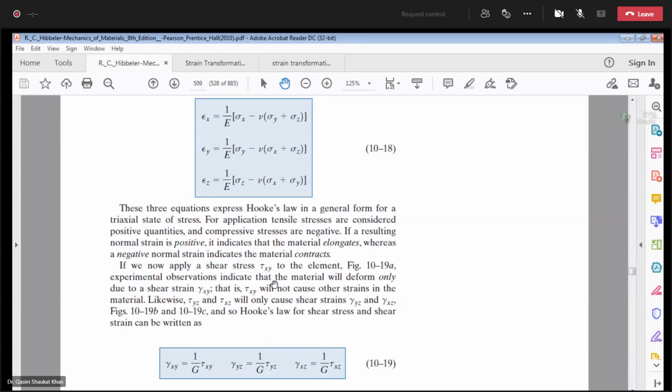Now comes the shear stresses. In the triaxial stress state we have said that we have 3 normal stresses and 3 shear stresses. Normal stresses were sigma x, sigma y and sigma z, and the shear stresses were tau xy, tau xz, tau yz. There are 3 shear stresses.